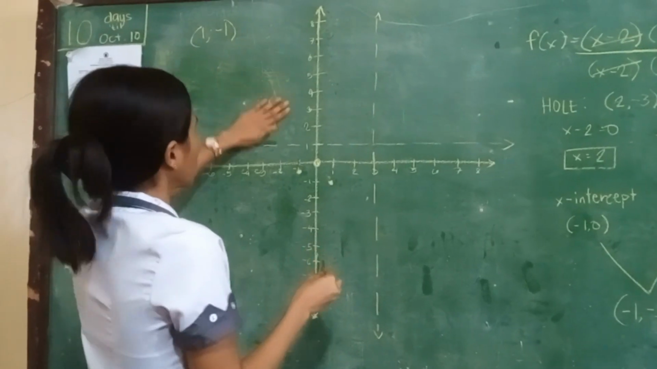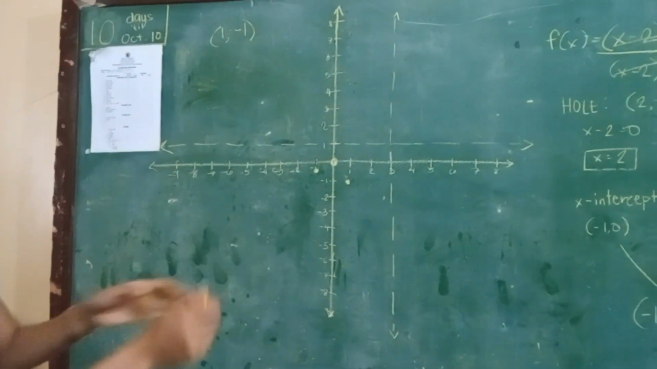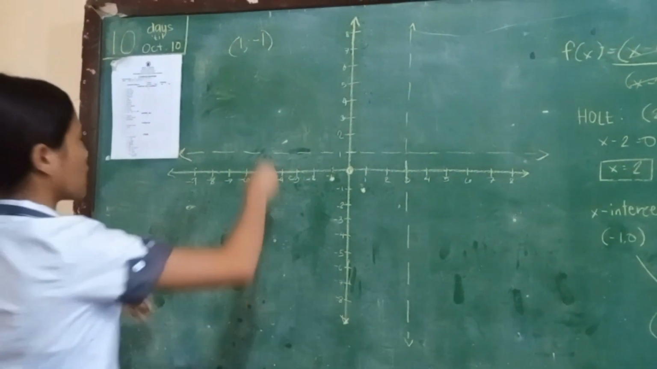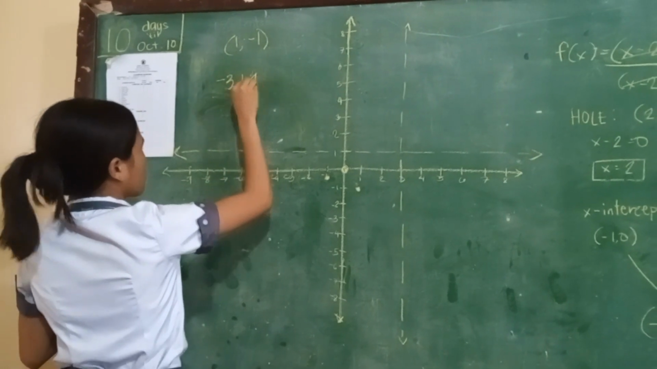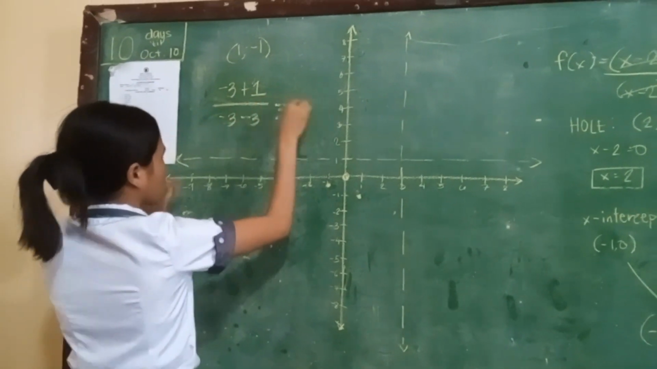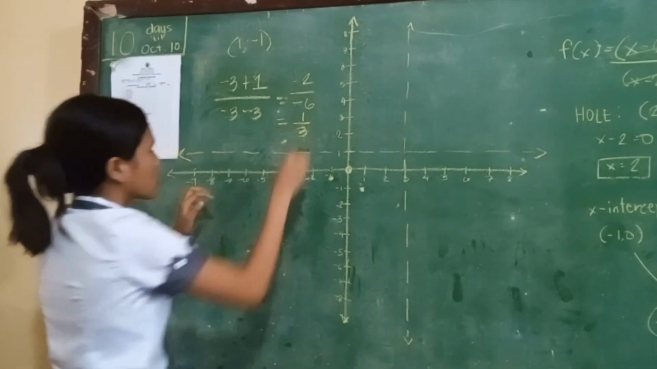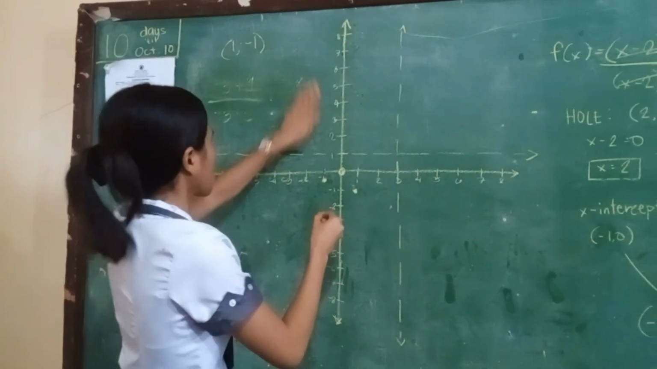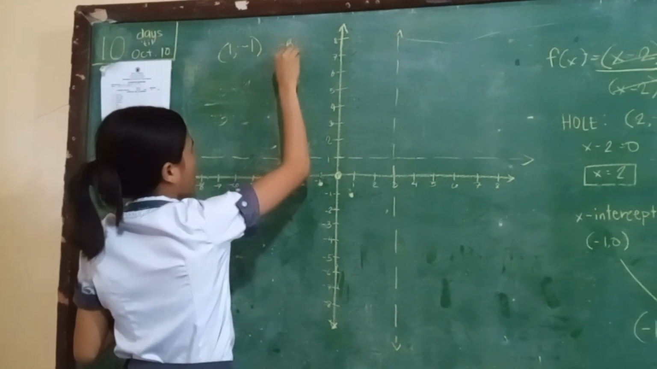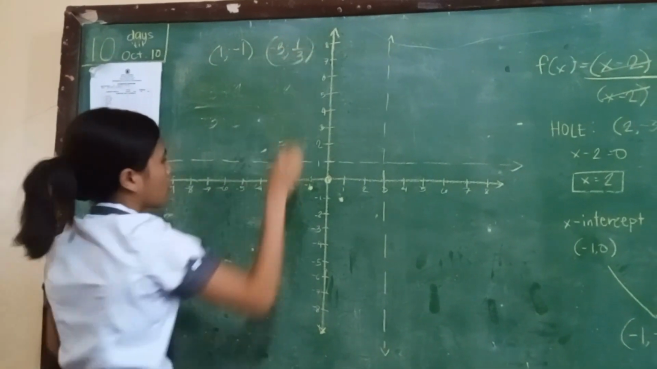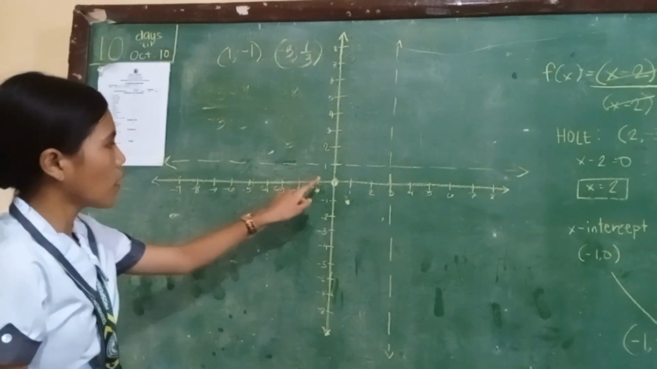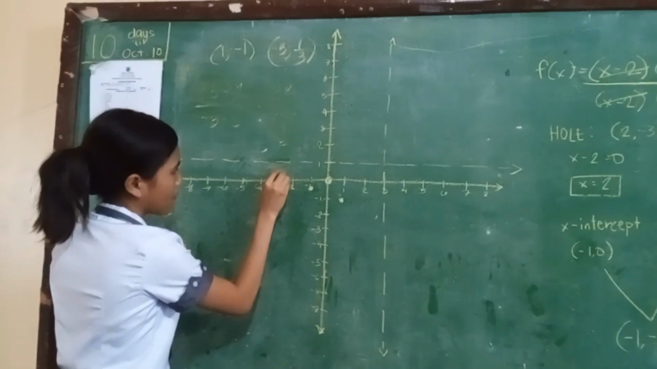For the third point, our x is negative 3. So negative 3 plus 1 over negative 3 minus 3 is equal to negative 2 over negative 6, which is 1/3. So our third point is negative 3 and 1/3. The negative 3 and the 1/3 is located here.